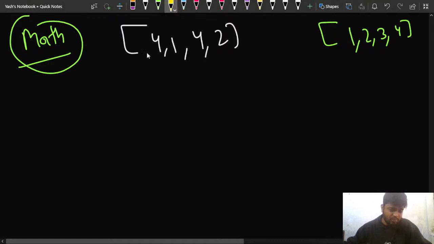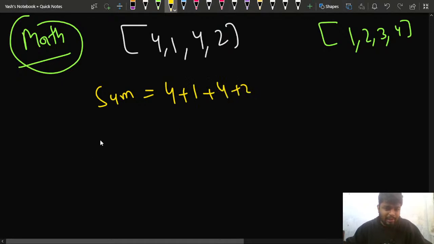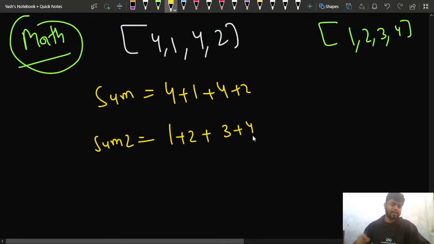So what we can do is, if you have 4, 1, 4 and 2, this particular array, and if you have 1, 2, 3, 4, this particular array, you can easily find the sum. Let's say this is sum 1. This sum gives me 4 plus 1 plus 4 plus 2. And let's say the sum 2 that I am getting is the sum of all these elements, so 1 plus 2 plus 3 plus 4. So now if I subtract these two sums, what will I get?